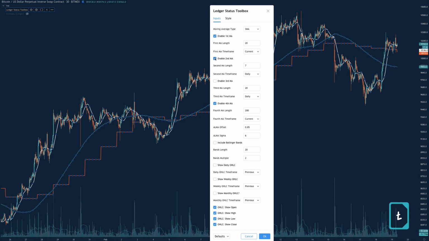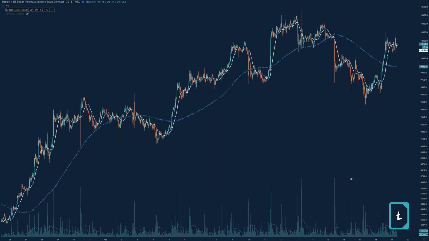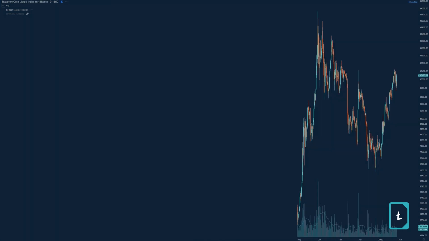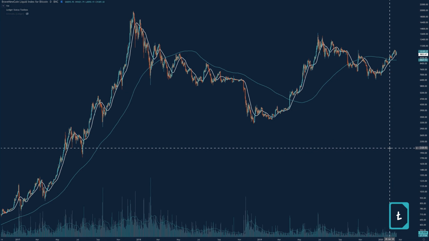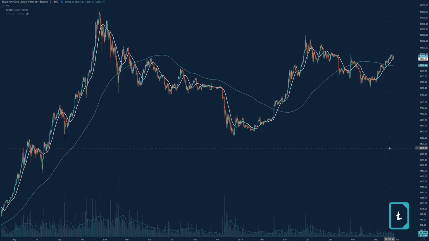All right, that's enough with the 7-day. I want to dig into what I think is most important, and to me, that's the 200 day and the 200 week. So here we're looking at the Brave New Coin Liquid Index. This goes back to the full history of Bitcoin.